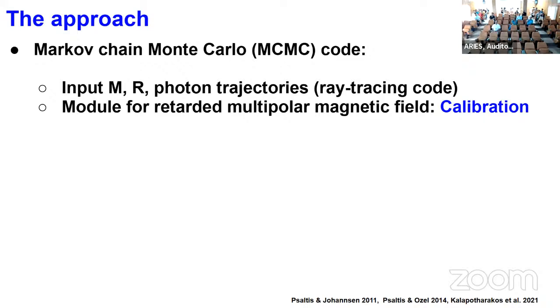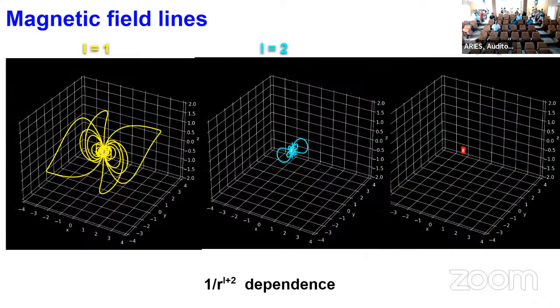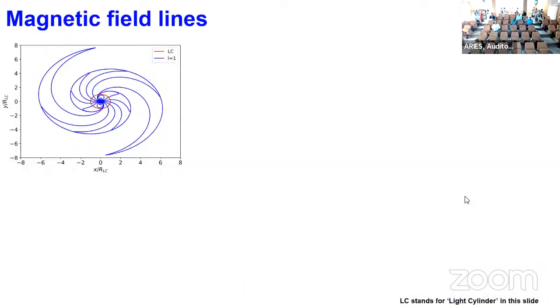So we started plotting magnetic field lines, of course. So here I show quickly for L1, 2, and 3. And you can see clearly as you are moving to higher components, the 1 by r to the power L plus 2 dependence. So close to the surface, the octupole component does make a contribution, like it can't be avoided. And this was like the final test for our precision.